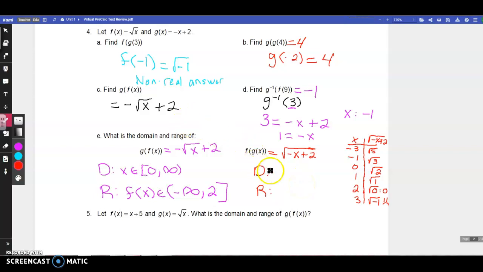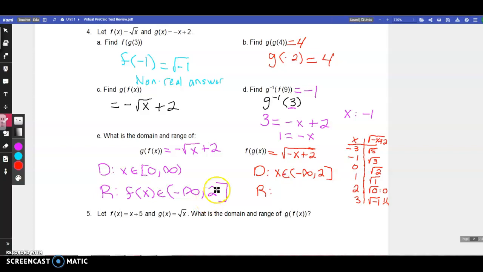So how am I going to write that? So my domain is 2 or smaller. So negative infinity all the way to 2, and 2 is good. If I plug in 2, I get 0, and that's a real value. So I feel good about that.